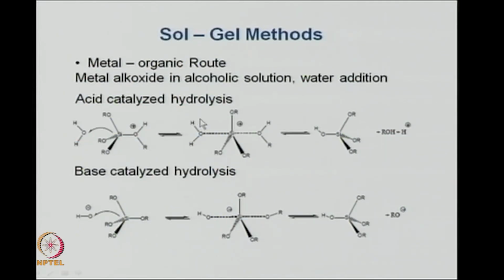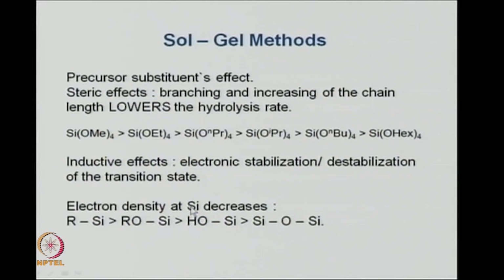This is the acid hydrolysis, and in the basic hydrolysis you have this OH minus, and it binds to this silicon, and the silicon gets a negative charge, and then you lose an OR minus group and again give rise to a silanol group. So, you have these two mechanisms for the acid catalysis and the base catalysis process.